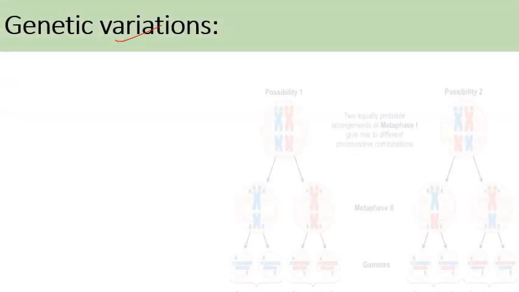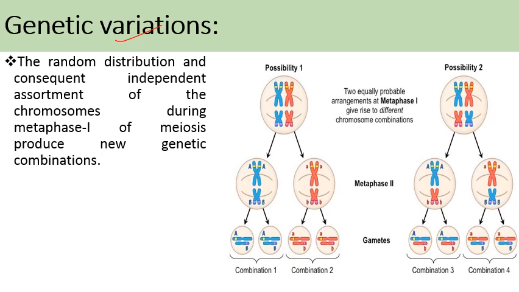Next, genetic variations. Due to independent assortment during meiosis, that also leads to some variations. So the random distribution and consequent independent assortment of the chromosomes during Metaphase I, at the time of Anaphase I of meiosis I, produces new genetic combinations. So that results in the formation of new genetic combinations.